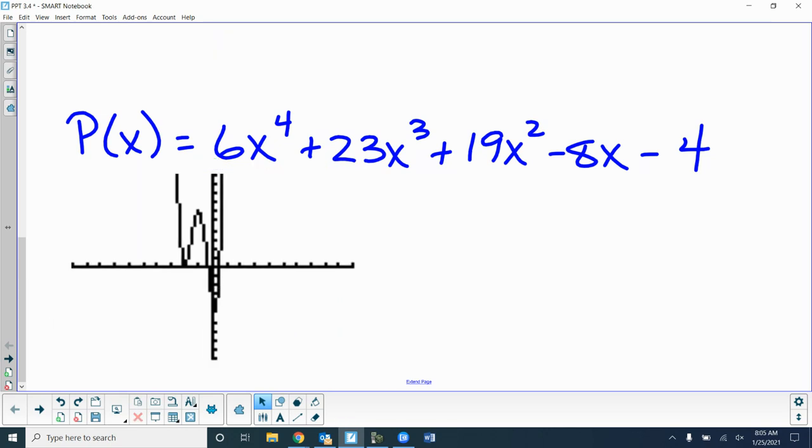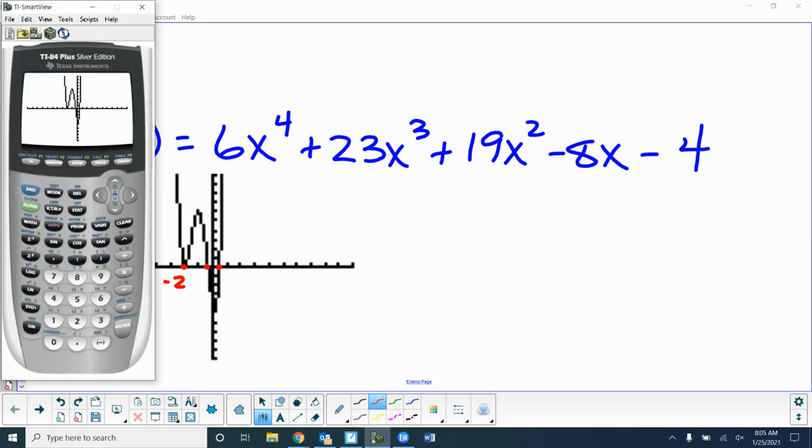Okay, it bounced here. It looks like -2 to me. And then there's a point, and there's a point that I can't tell. Okay? Because it's between 0 and -1 and between 0 and 1. If I go to my table and go to -2, I was right, it's at -2.